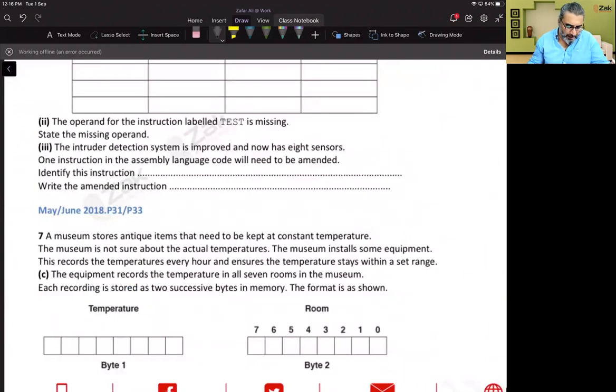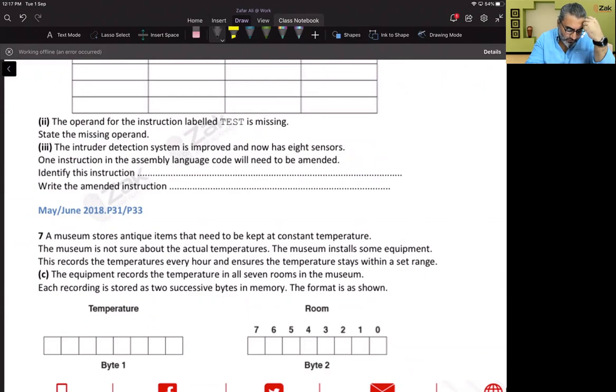The operand of the instruction labeled test is missing. State the missing operand. Basically, the missing operand, you will come to know when you solve it. I have no idea of it.